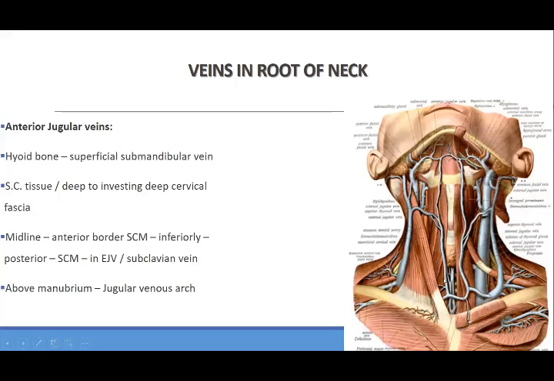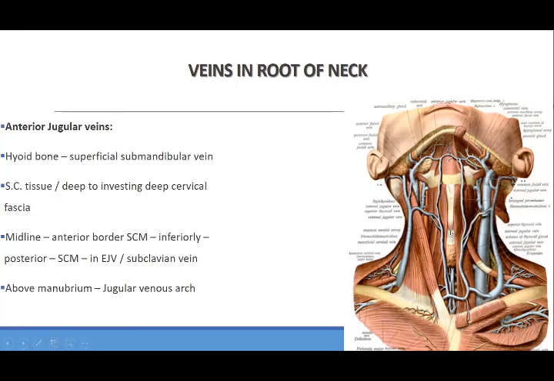Okay, now how is it formed? This is the hyoid bone. Above the hyoid bone, this is the submental area. This is the submandibular gland. So veins on the superficial surface of the submandibular gland plus some veins from the submental area join together and make up the anterior jugular vein.